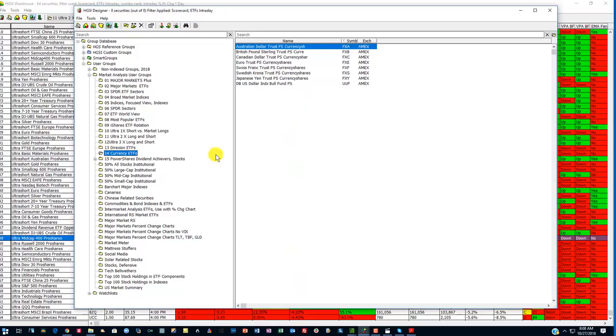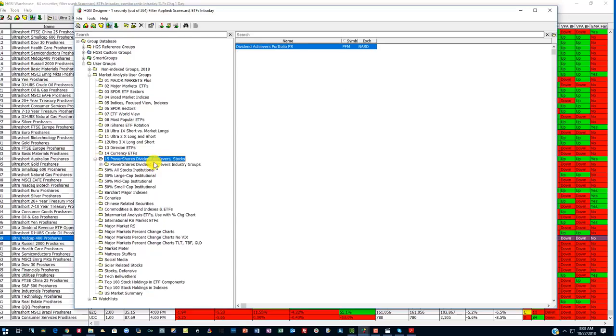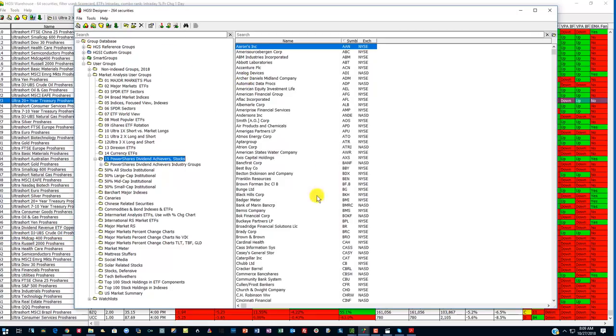I also moved the currency ETFs up here. And another thing I did is I put the PowerShares Dividend Achiever stocks in here. These are maintained by PowerShares. They're up in the reference groups, and I'll update this group on a regular basis.